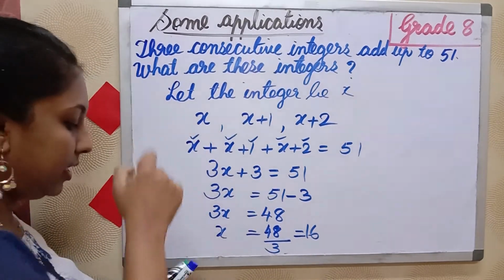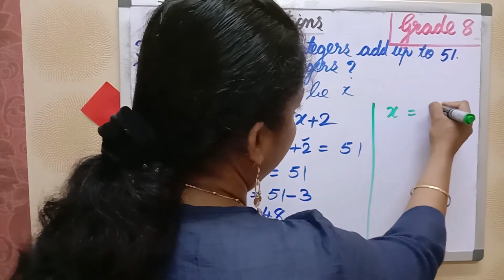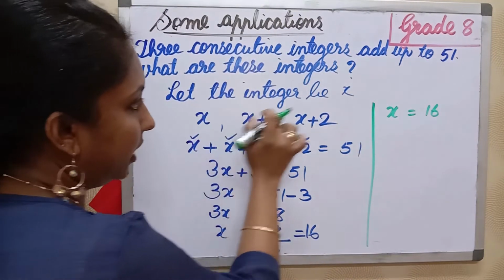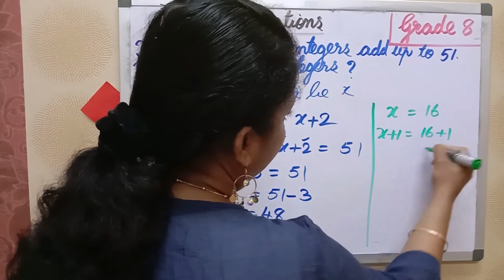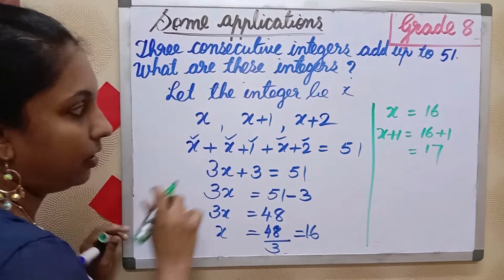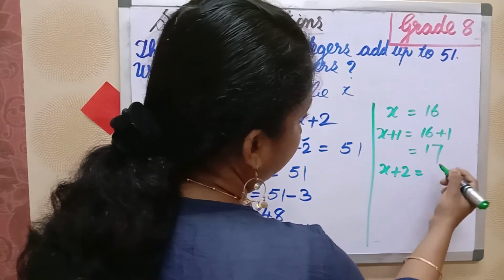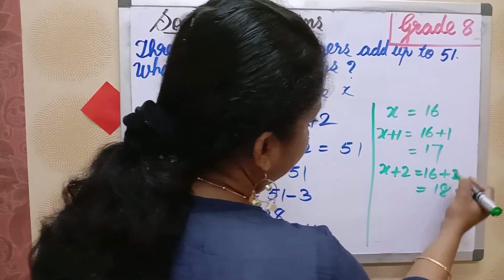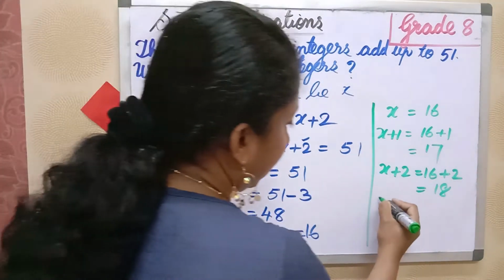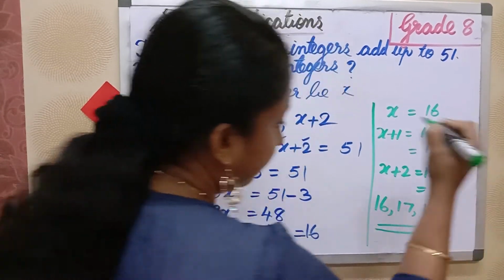So the first integer is 16. That is x is equal to 16. So the next integer is x plus 1, that is 16 plus 1 is equal to 17. And the third integer x plus 2 is equal to 16 plus 2, 18. So the consecutive integers are 16, 17 and 18.